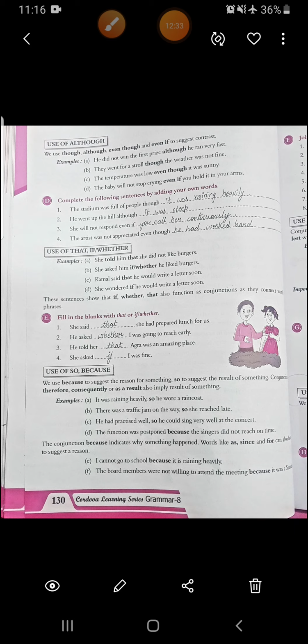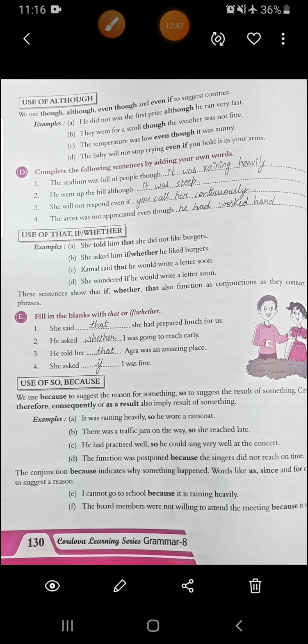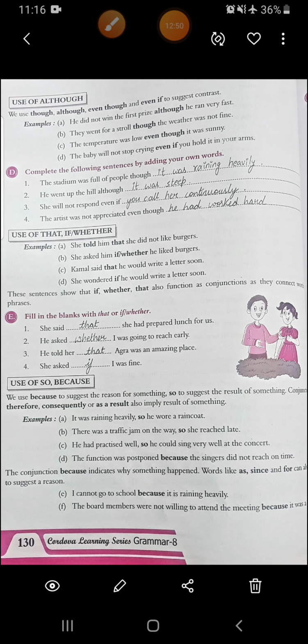Next is use of although. We use although, though, even though and even if to suggest contrast. See the examples. He did not win the first prize although he ran very fast. So you can see that again this is in contrast.